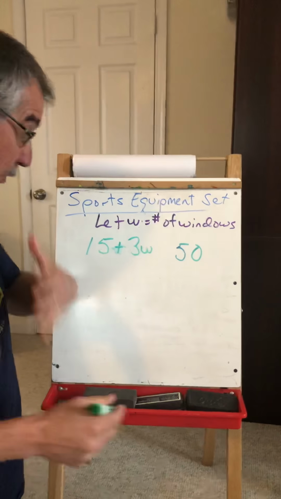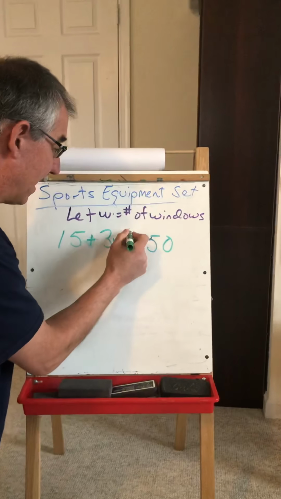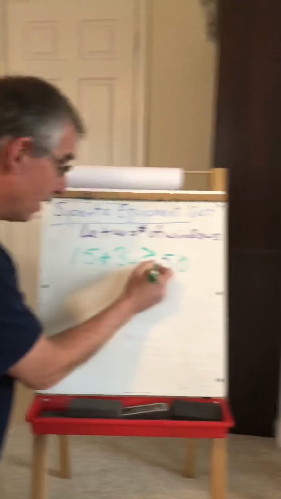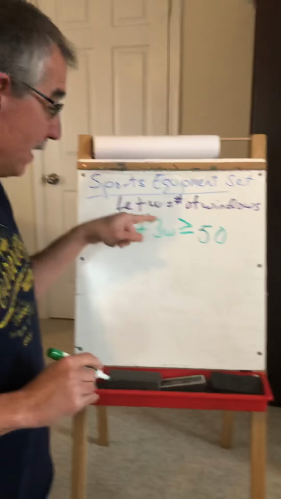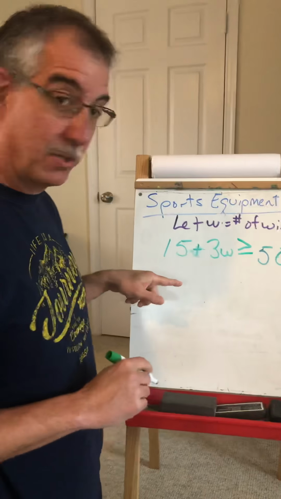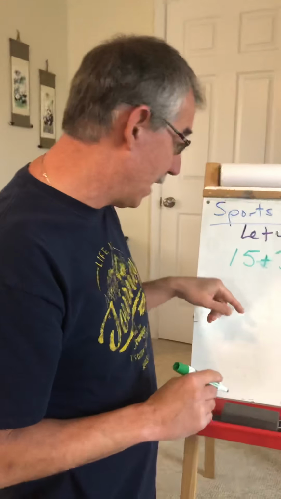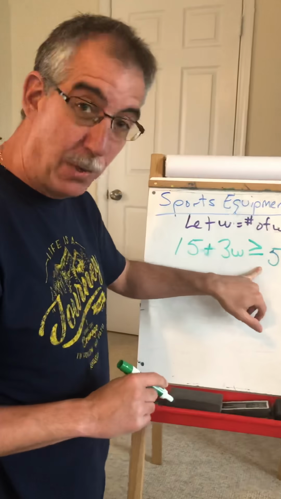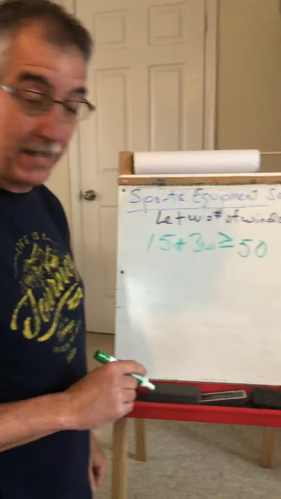We're going to write it two ways, with two symbols. We're going to write it with a greater than symbol, because it can be greater than 50, and the equal sign. So this form is called greater than or equal to. To read this whole problem from left to right, it says 15 plus 3W is greater than or equal to $50. That's what that says.